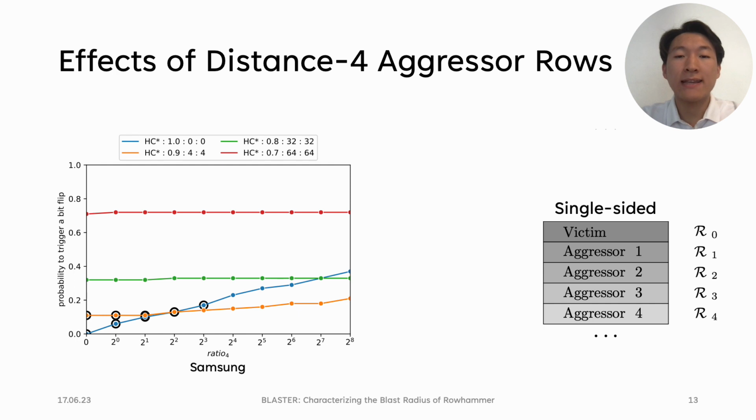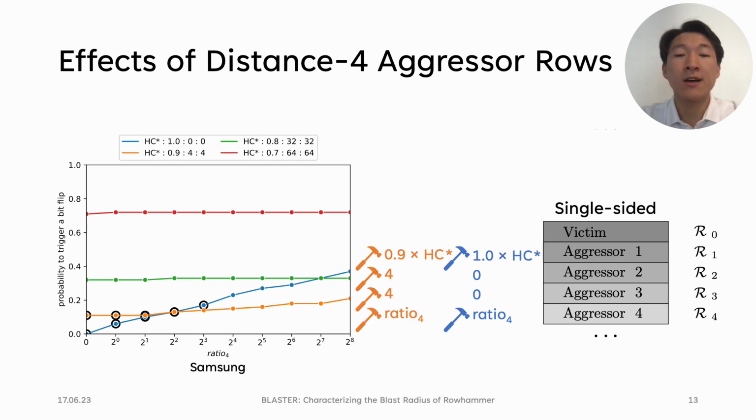Finally, let's take a look at the impact of distance 4 aggressors. Our investigation is represented by the line plot. On the x-axis, we vary the number of activations of aggressor R4. The blue line corresponds to a scenario where R1 is hammered AC star times, and we vary the number of activations of aggressor R4 as indicated on the x-axis. In this case, R2 and R3 are not hammered. We observe a significant increase in the probability of bit flips as the number of activations to R4 increases.